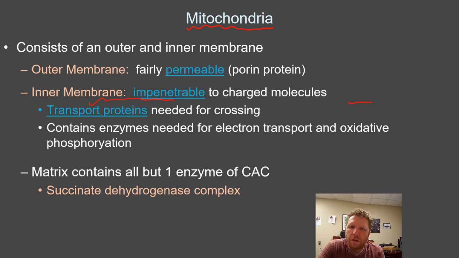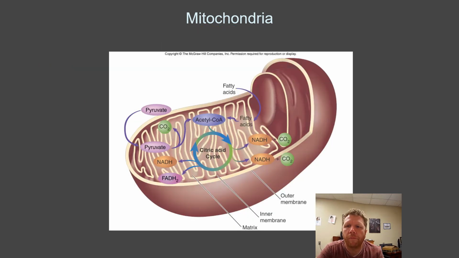Now, within the mitochondria is the mitochondrial matrix, which contains all but one enzyme of the citric acid cycle. The enzyme that it does not contain is the succinate dehydrogenase complex.